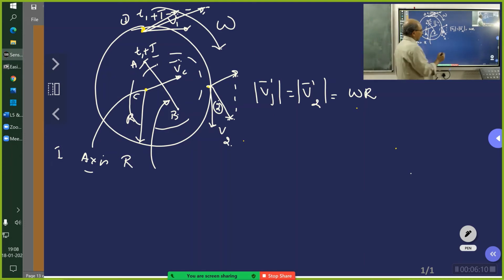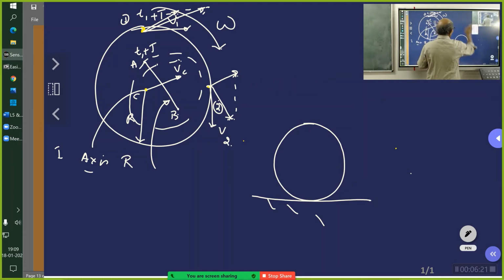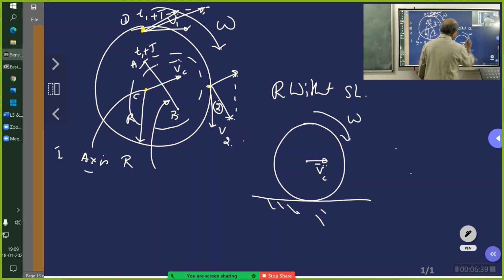Now this body is a free body. Supposing I take this disc which is rolling without slipping. Here, in this body rolling without slipping, it is obviously moving with velocity Vc and is also rotating with omega.